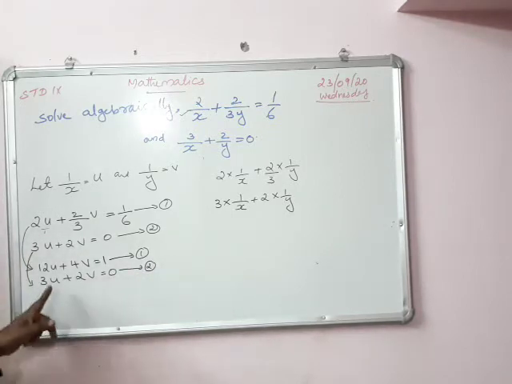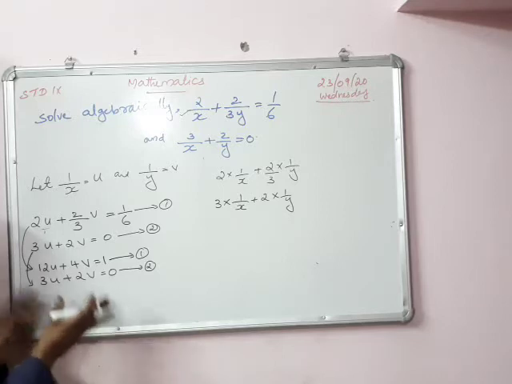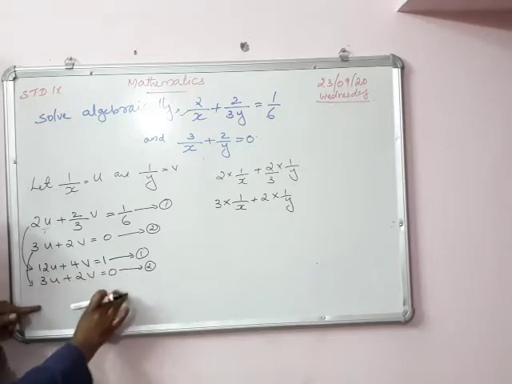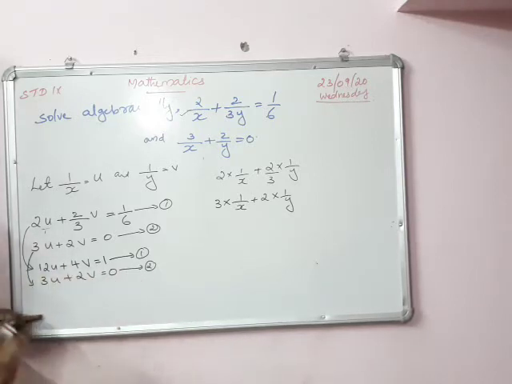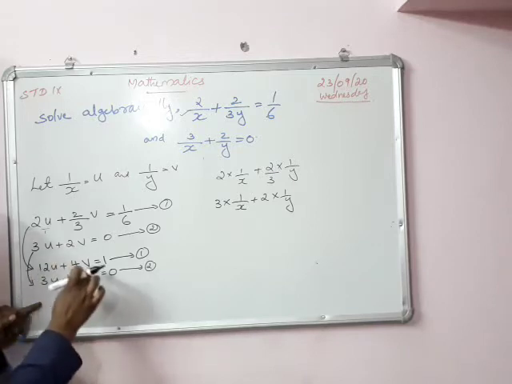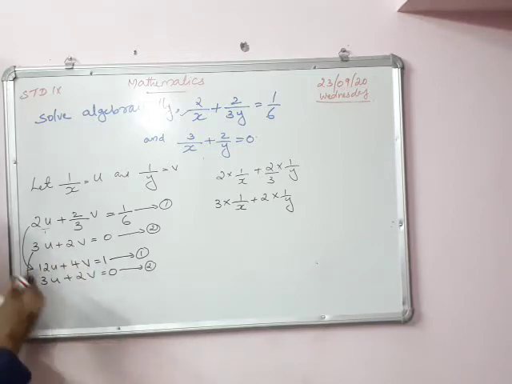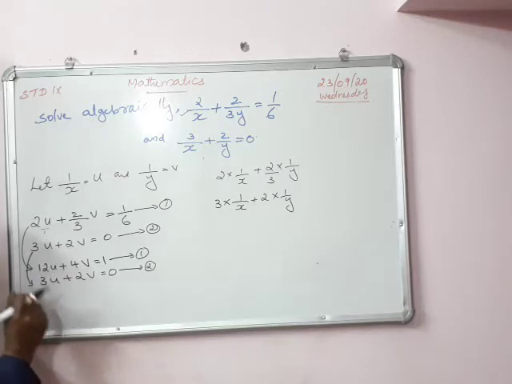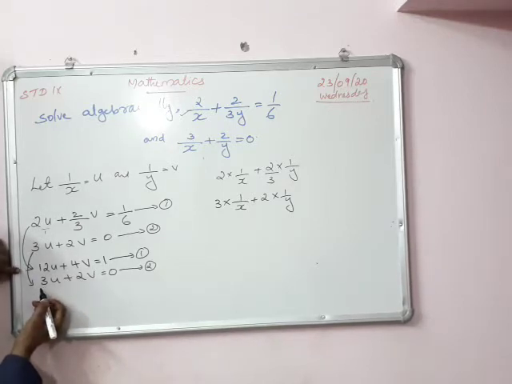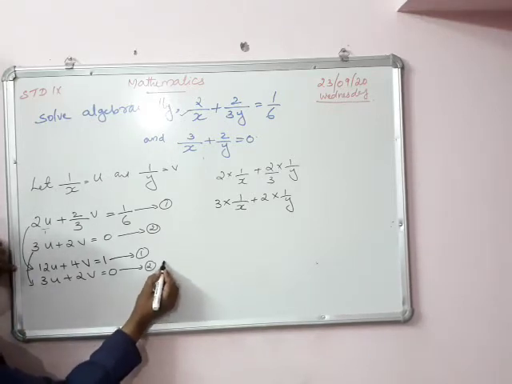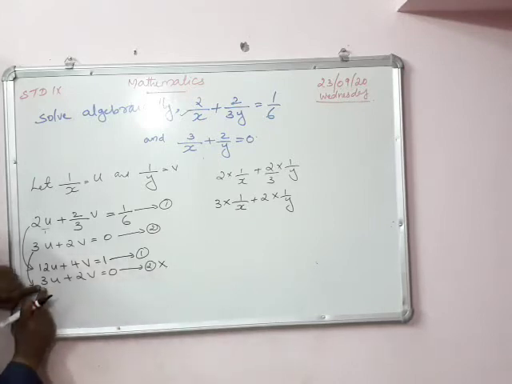Now it is in the form of a linear equation. We can solve it, which means we are going to find the value of u and v from these equations. So how can we solve? Here I am going to multiply equation number 2 by 4, so that the coefficient of u becomes the same.